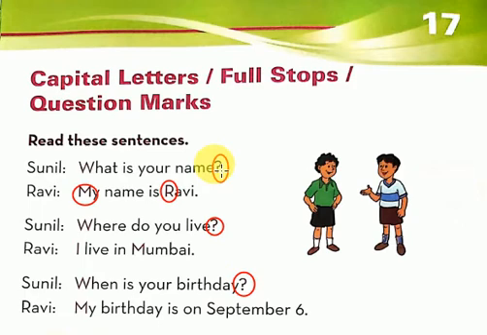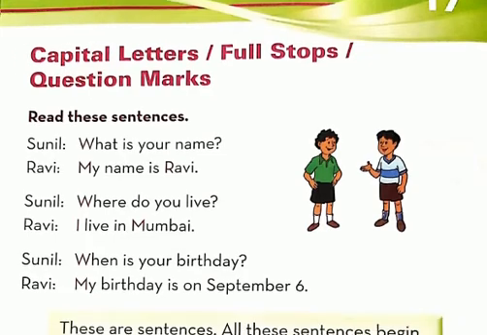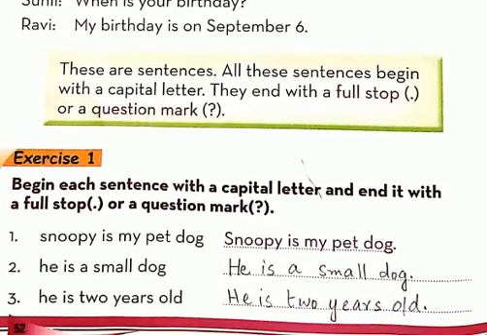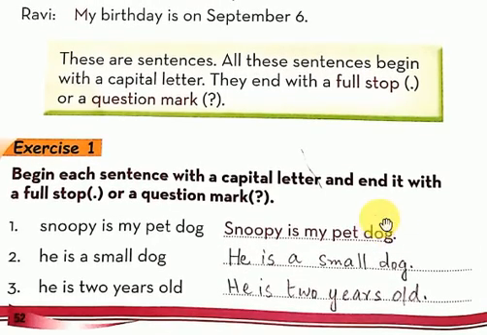Okay students, now let's move to the exercises given on the same page number 52. When you go down, this is exercise number 1. Okay students, now see what it is saying. Begin each sentence with a capital letter. Now you have to start each sentence with a capital letter and end it with a full stop or a question mark.